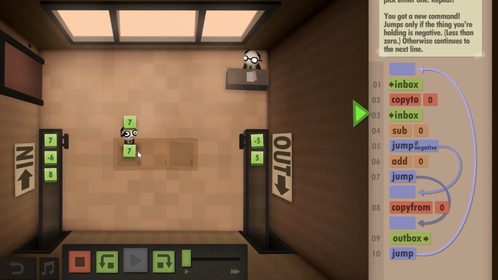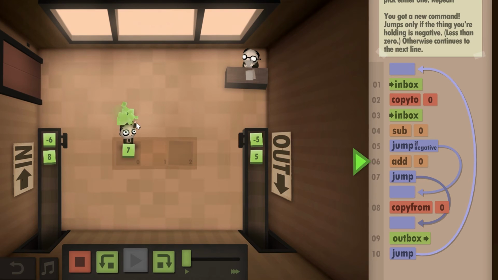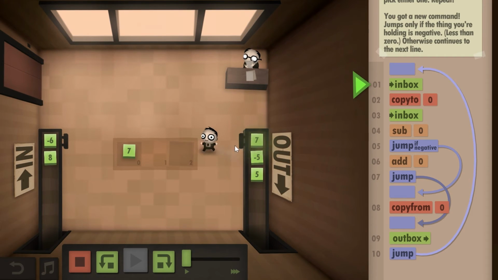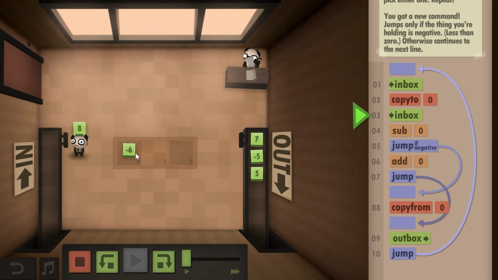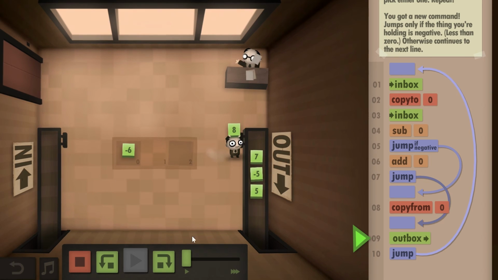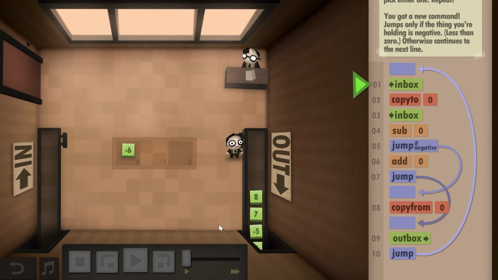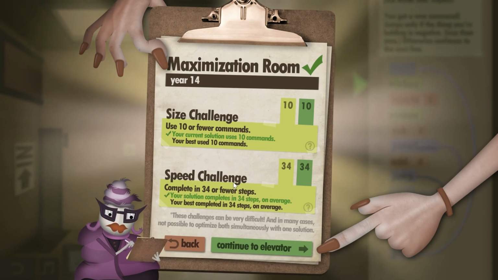So 7, put it down, take a 7. These are equal. It will give you 0, add them up and put it back into the outbox. And lastly, minus 6 goes here. Pick up the 8, subtract them, and there we go. This gives you a perfect solution with both challenges unlocked. So 10 steps and 34 steps.